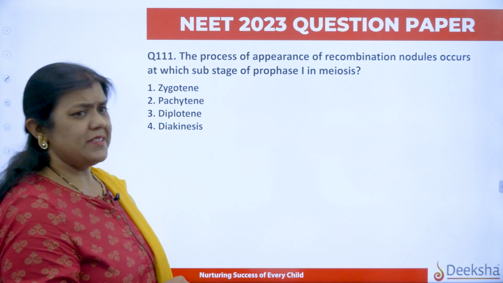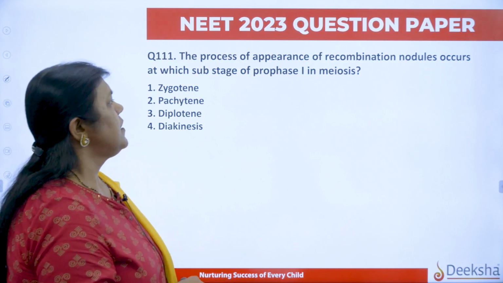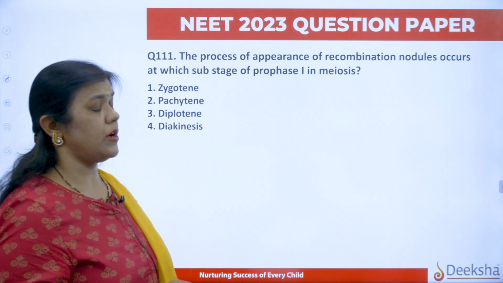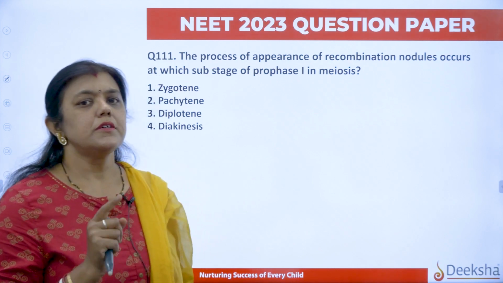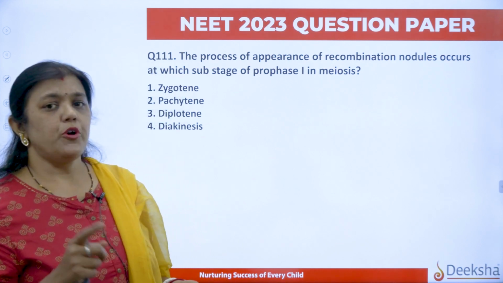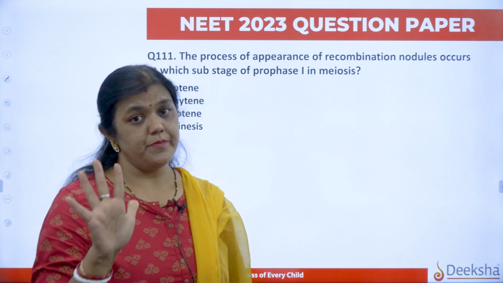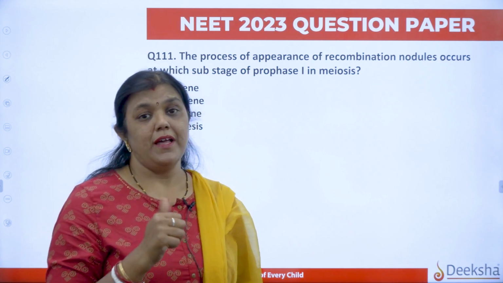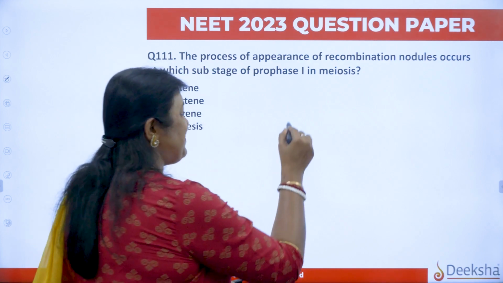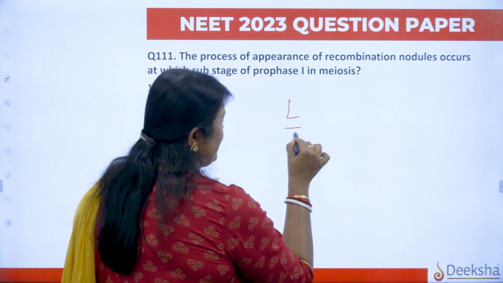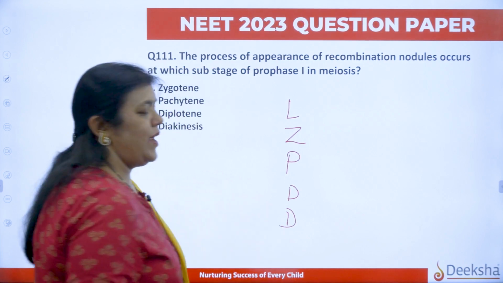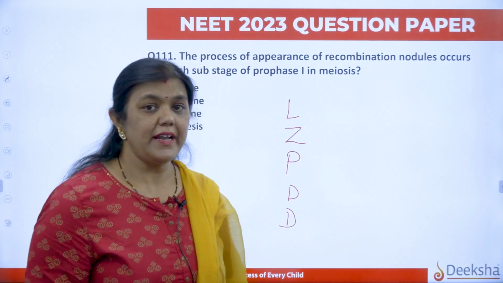Okay, now this is an easy one, cell cycle and cell division. The process of appearance of recombination nodules occurs in which substage of prophase 1 of meiosis? Prophase 1 of meiosis 1 has how many steps? There are 5. Can you name them? Leptotene, zygotene, pachytene, diplotene, diakinesis. I say it as LZPDD. I always teach my students like this: LZPDD. Leptotene, zygotene, pachytene, diplotene and diakinesis.